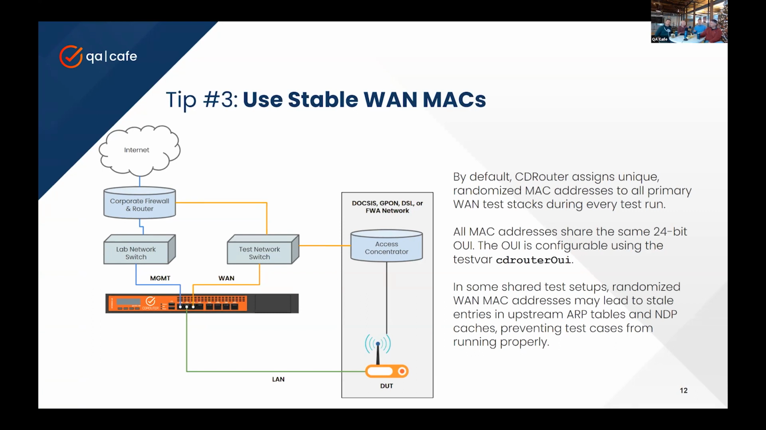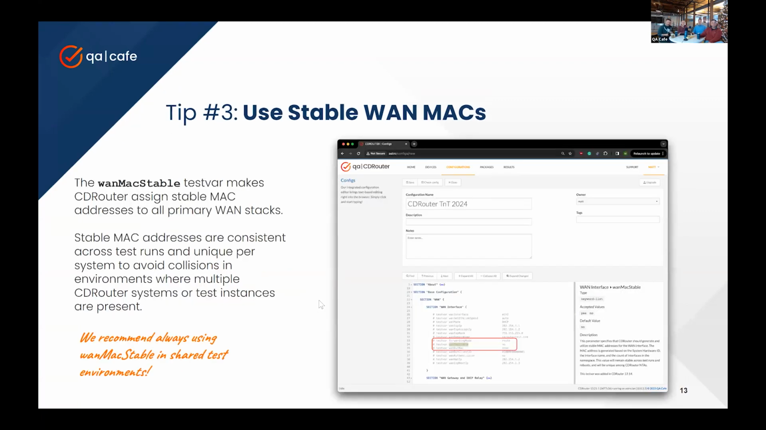That can obviously influence your test results. So we created this feature this year to actually allow CDRouter to have a consistent, stable MAC on the WAN address and prevent those kinds of things from happening. The way that it works, it's very easy to set up. There's a new test var called WAN MAC stable, and it's in the WAN interface section of the config file. So you just set that to yes.